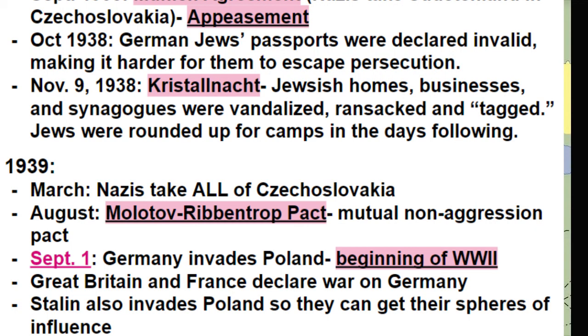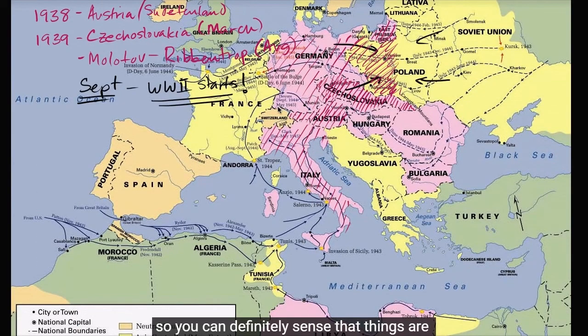And you have to remember at this point, Stalin isn't so concerned about Hitler. He's just signed the Molotov-Ribbentrop Pact. And so in mid-September, Stalin himself invades Poland as well. So they both can kind of carve out their spheres of influence. So you can definitely sense that things are not looking good for the world at this point.